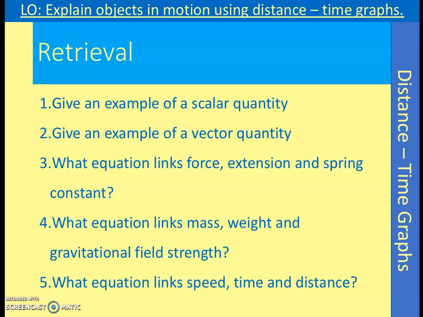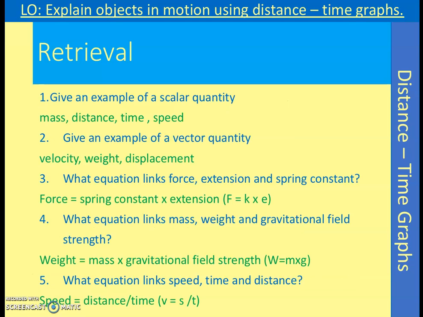Okay, taking out our green pens, let's go through the answers. So for your scalar quantity, you want to give me mass, distance, time, speed, anything that has a magnitude but no direction. For your vector quantity, velocity, weight, and displacement, don't forget these are things that have a magnitude and direction. The equation we use for force, extension, and spring constant is force is equal to spring constant multiplied by your extension. So remember, this is about our elastic band or a spring.